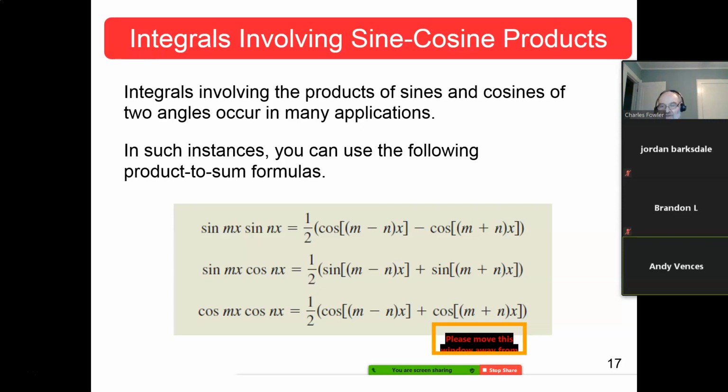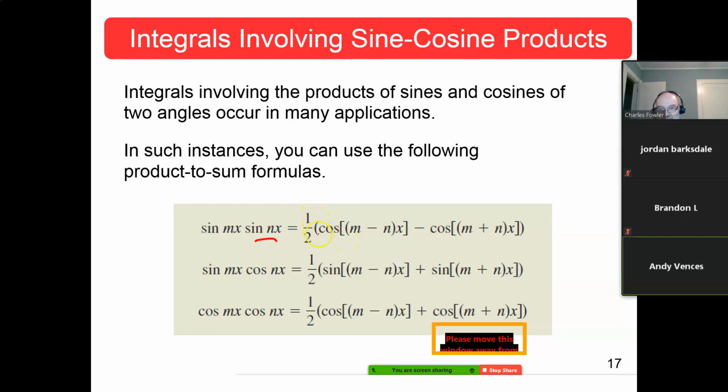So if you have a product of sine mx times sine nx, then that is 1/2 the cosine of m minus n x minus the cosine of m plus n x. Yeah, I remember that one. Nah, not really.